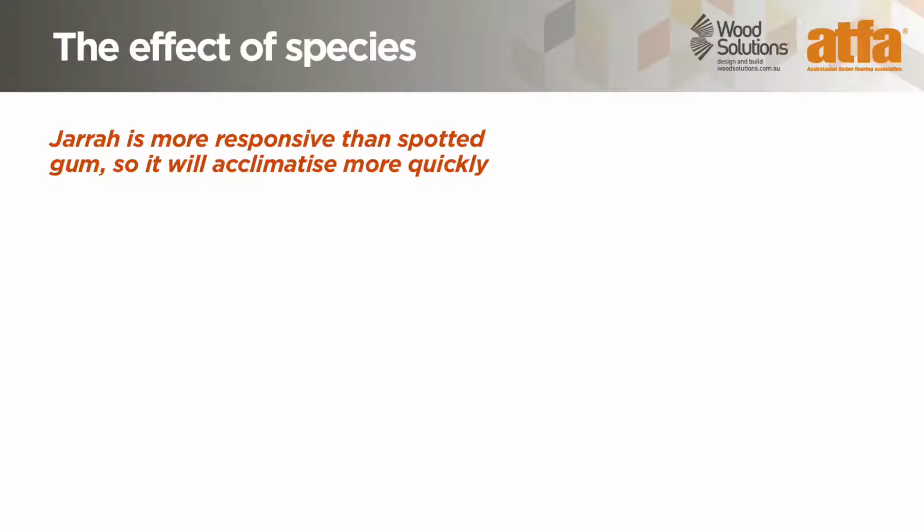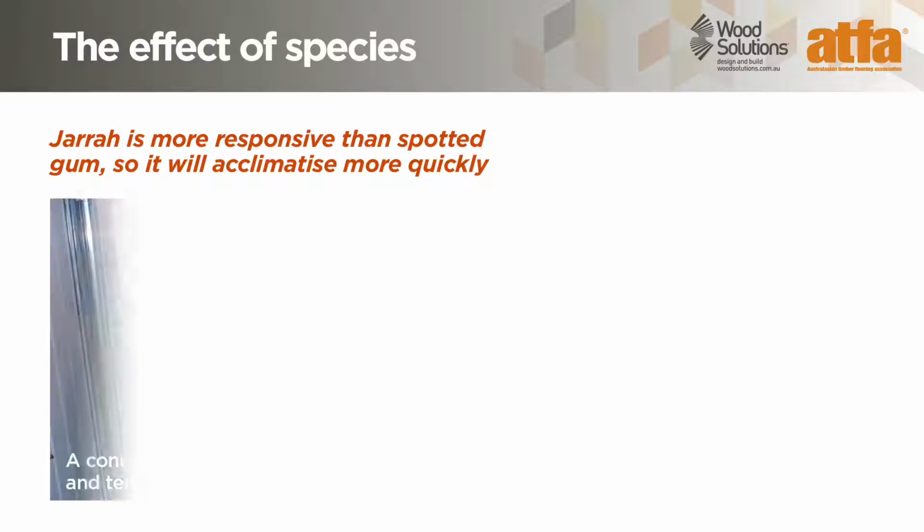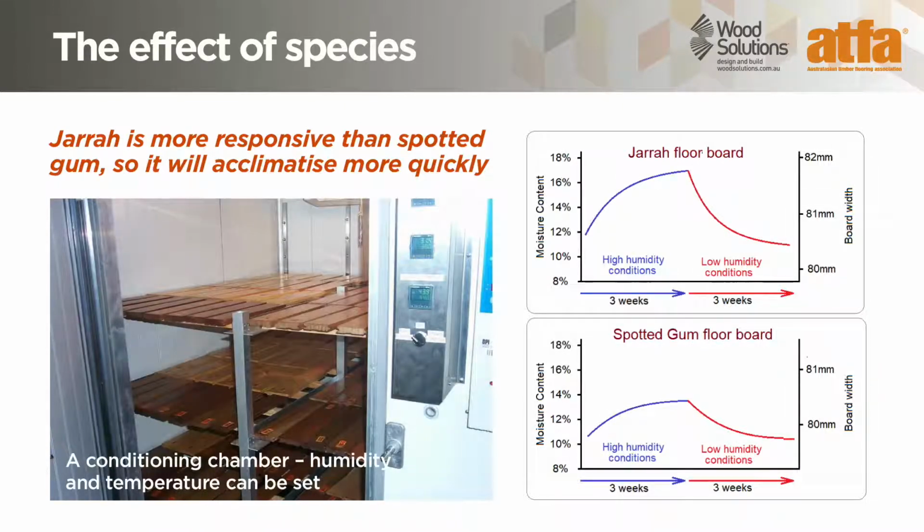When considering species effects, Jarrah is more responsive than spotted gum to absorbing or releasing moisture to the atmosphere, so it will acclimatise faster. An understanding of the species to be installed is beneficial, and in general, high-density hardwoods acclimatise more slowly than medium-density hardwoods. Blackbutt, however, is an exception and will acclimatise quite quickly.